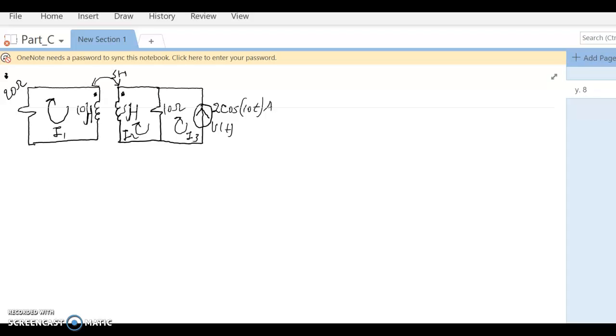This is EC286 part C. I'm trying to solve here V of t, which is right here. And in order to make it easy to solve circuits that have mutual inductance, we have to be able to come up with a model that represents the mutual inductance in a way that makes it easier to set up KVL or mesh analysis equations.